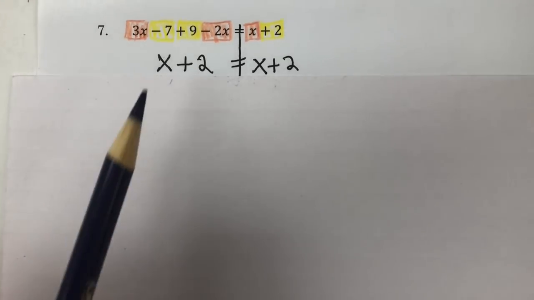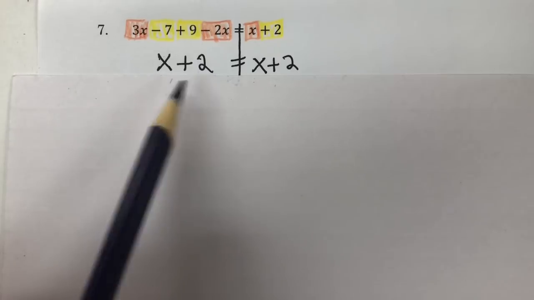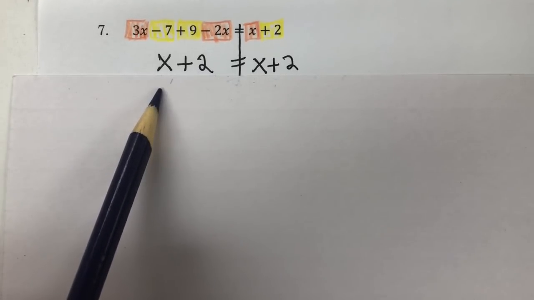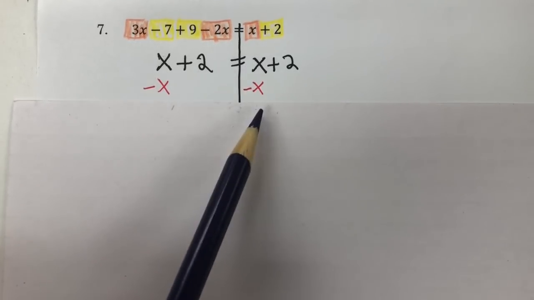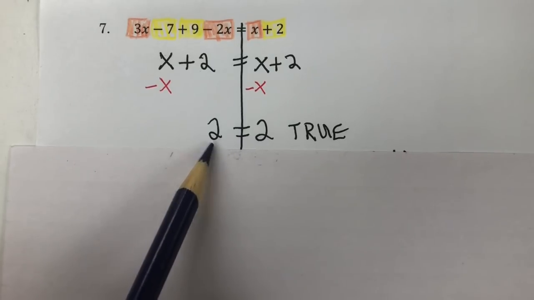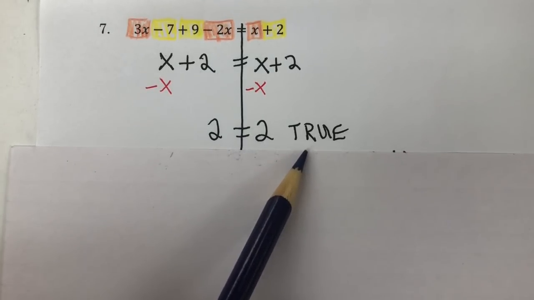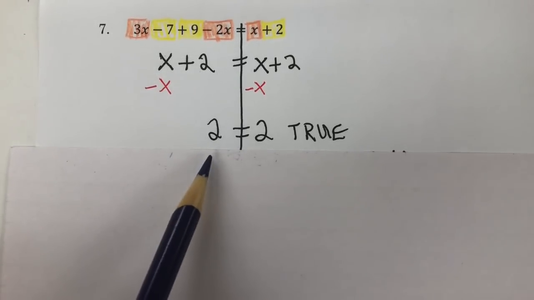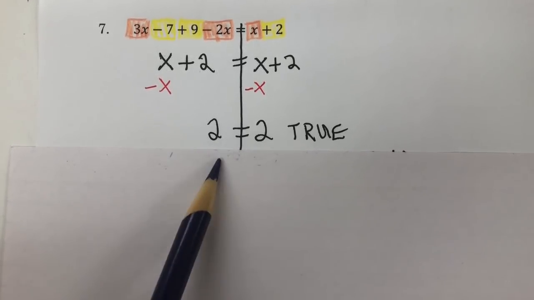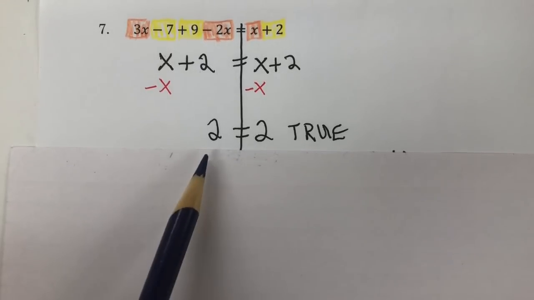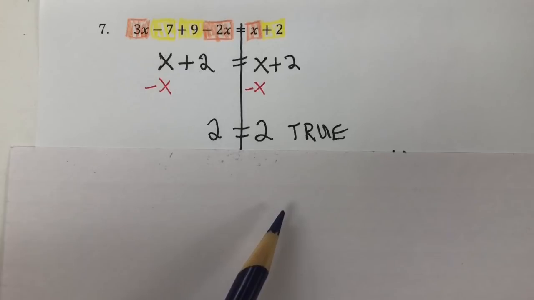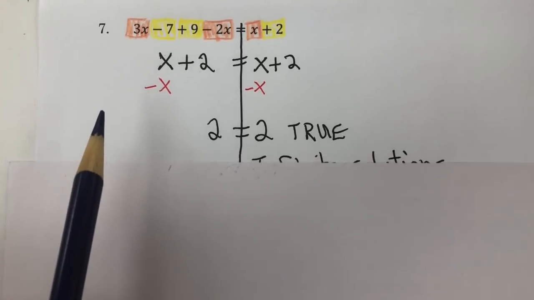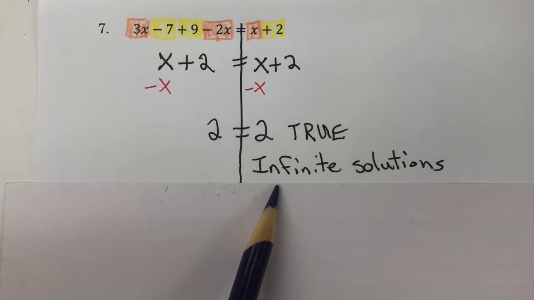But if you didn't, we'll just go ahead and keep simplifying this equation. So I'm going to subtract x from both sides, and we get 0 pair, and now we have 2 equals 2, which is true. If you get a true statement where the left side has the same terms as the right side, for example, 2 equals 2, or x equals x, or y equals y, or negative 4 equals negative 4, those are all true statements. So a true statement would give you infinite solutions.